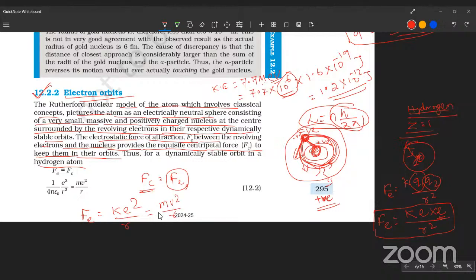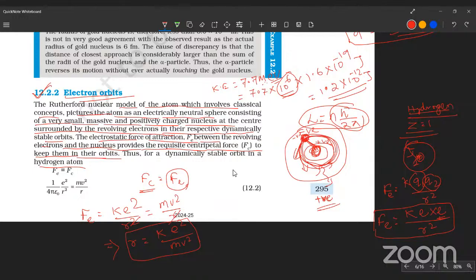So K e square by R square equal to mv square by r. So one r is cancelled out. So cross multiply. So radius of the electronic orbit, r equal to K e square by mv square. This is the radius of the orbit. So electron orbit means the distance from the center where the electron will revolve around the nucleus. Is it clear? So we got an expression for the radius.